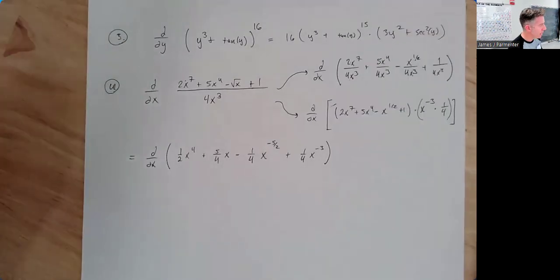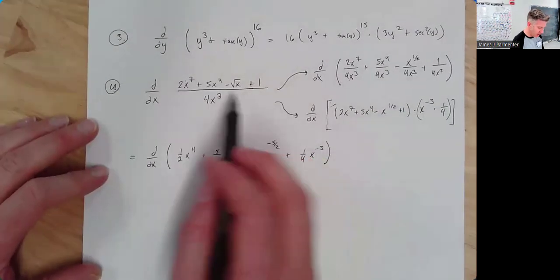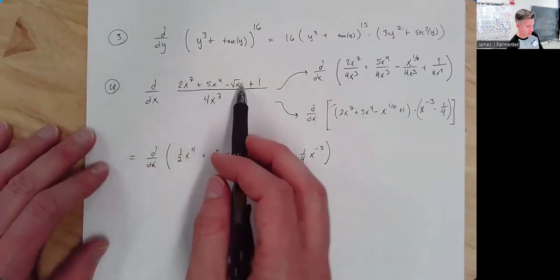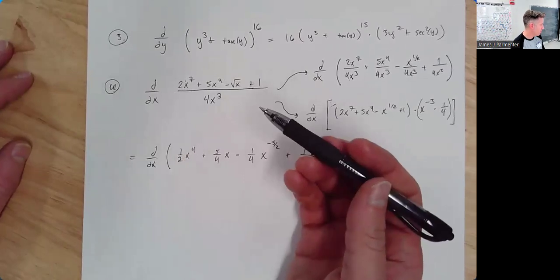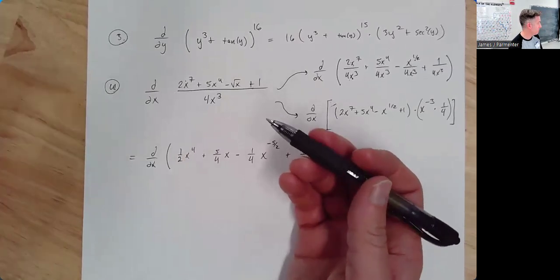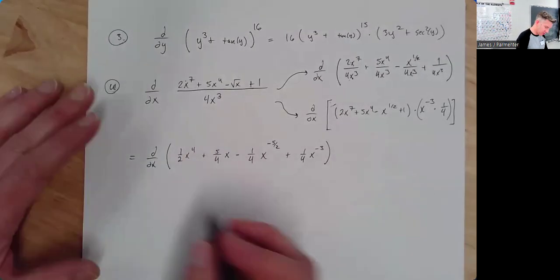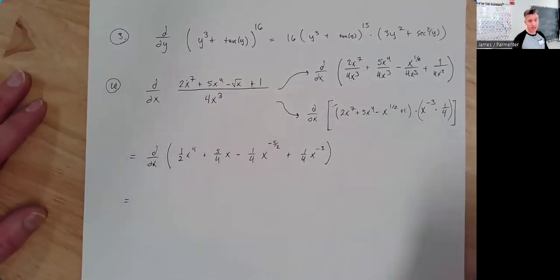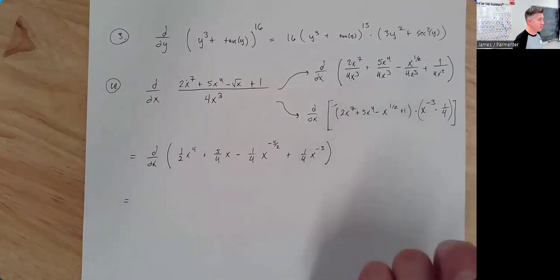Do be careful. I've seen people rewrite this as like the top, 2x to the 7th plus 5x to the 4th minus square root of x plus 1, minus 4x to the 3rd or something like that. That is not correct. And then we're going to take the derivative just by using the power rule. We've written all these things as x to a power. We can take the derivatives using the power rule.